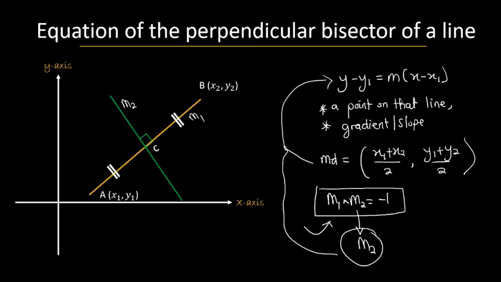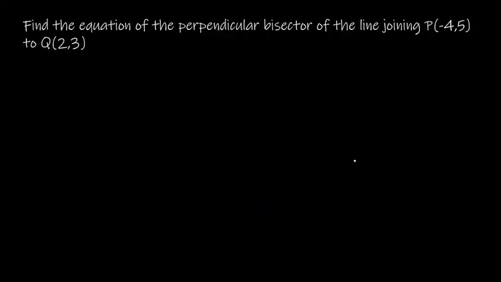Now let's have a look at an example so that you understand and appreciate how to use all this that I've talked about. So we are to find the equation of the perpendicular bisector of the line joining the points P(-4, 5) to Q(2, 3). Alright, so let's go ahead and write down our solution.